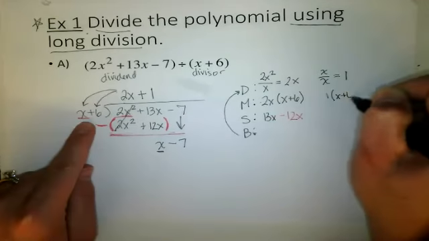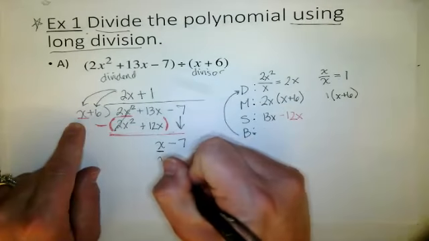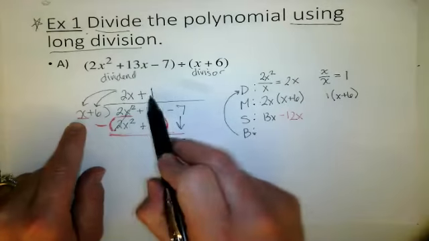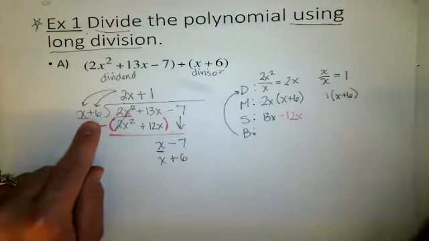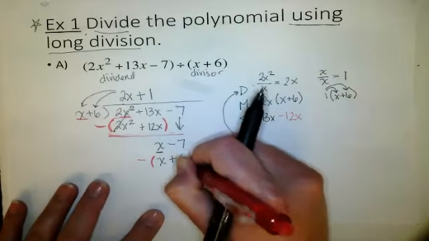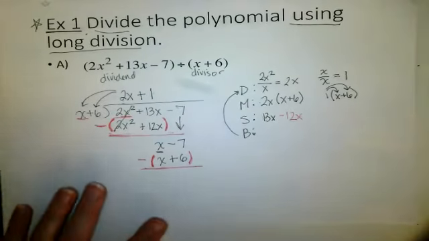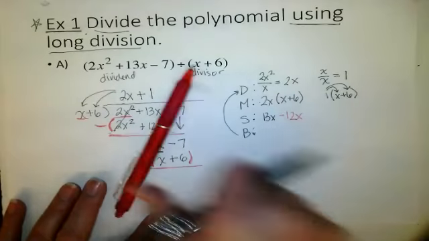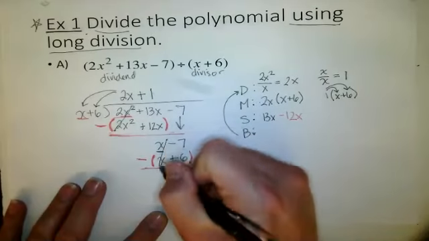What are we multiplying this time? 1 times the divisor. Again, we have to distribute. 1 times x is 1x. 1 times 6 is 6. We have to distribute the 1 to the whole divisor. Then what do we do? Subtract. Again, giant subtraction sign. Don't forget the parentheses because you have to subtract everything. Now, what is x take away x? 0. Should always cancel out.